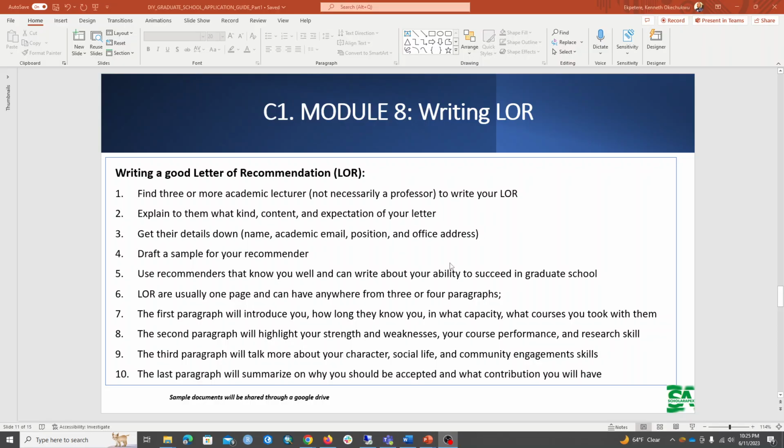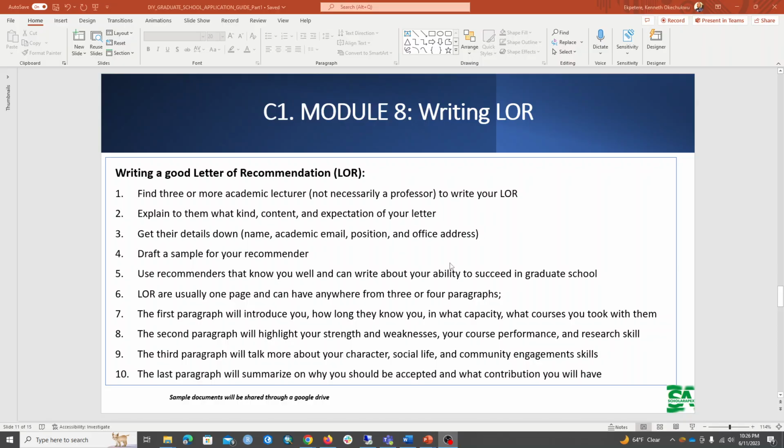Because this letter is provided by your recommender, I want you to know that you are not the one to submit this letter yourself. Even though you're going to be writing the letter mostly for your recommender, we're going to talk about that, but you are not the one to submit the letter of recommendation (LOR), right?